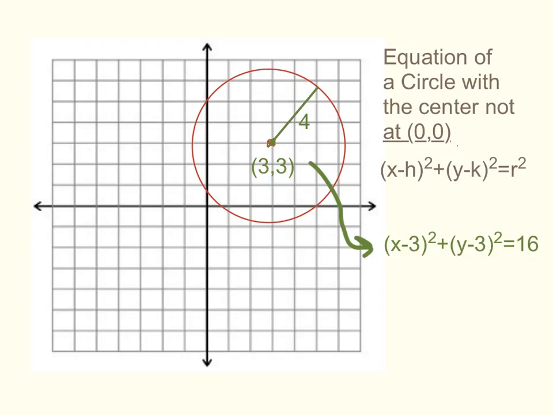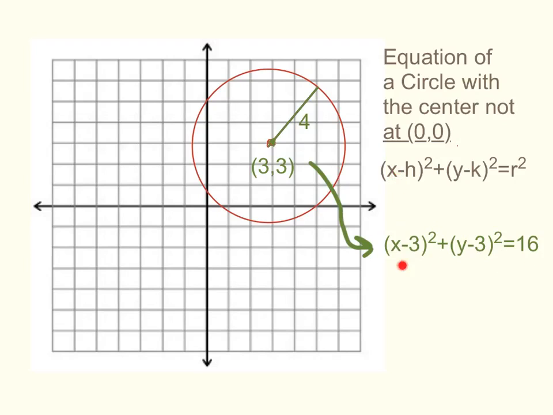Here I have the exact same circle, but I've plugged in the value of 4 for the radius and the point (3, 3), which is where this center is. And so just plugging in 3 for h and 3 for k, and plugging in 4 for the radius, of course, 4 squared is 16. The equation for this circle is (x minus 3) squared plus (y minus 3) squared equals 16.